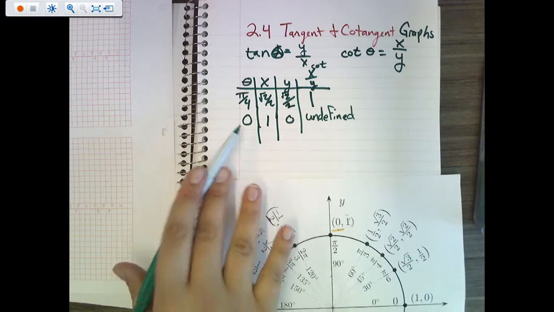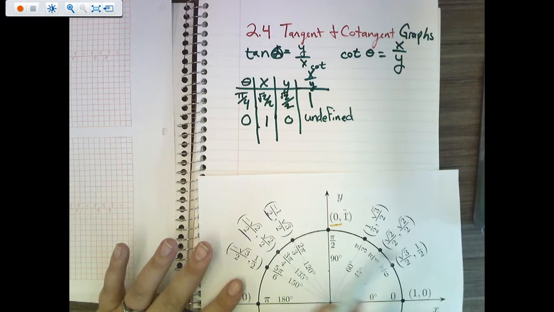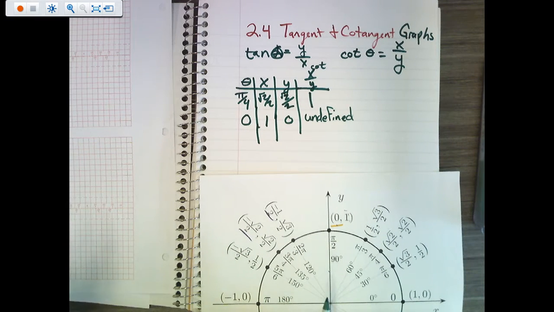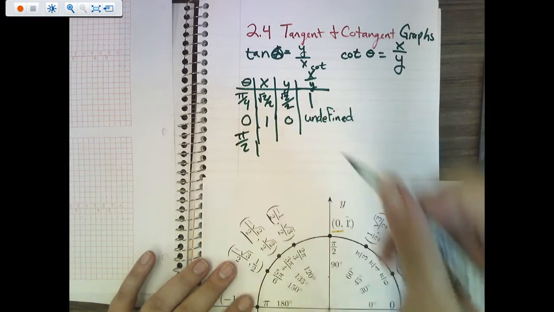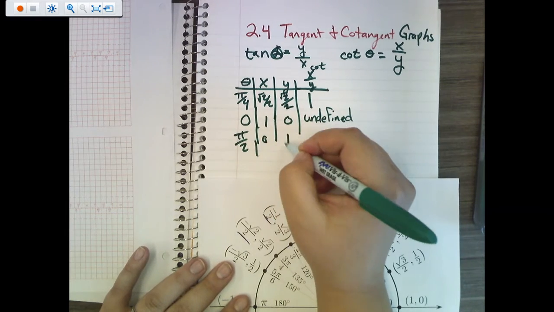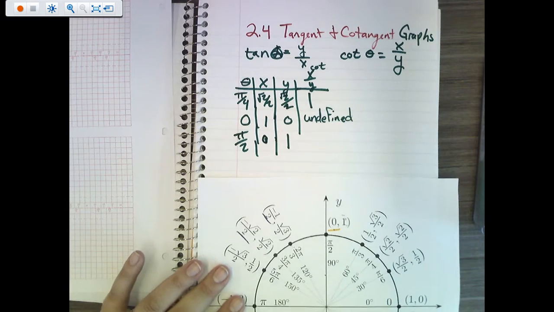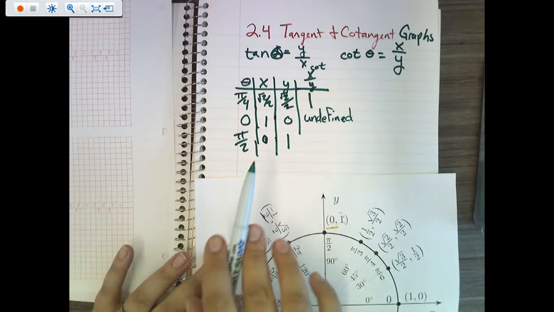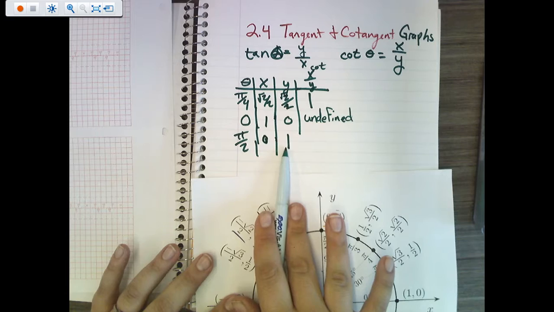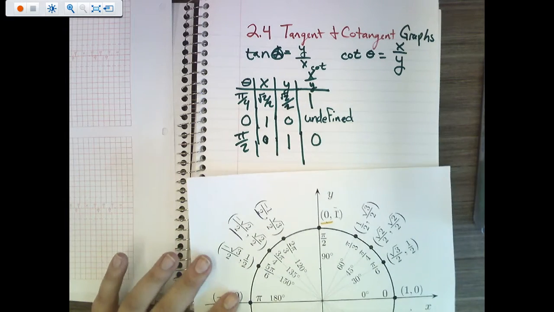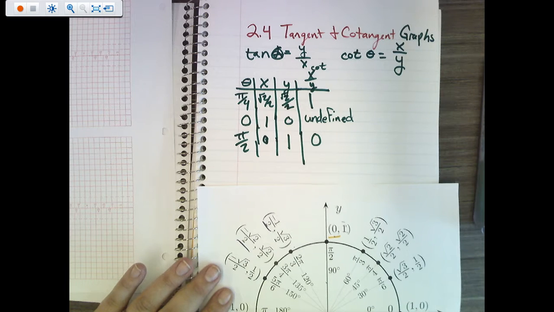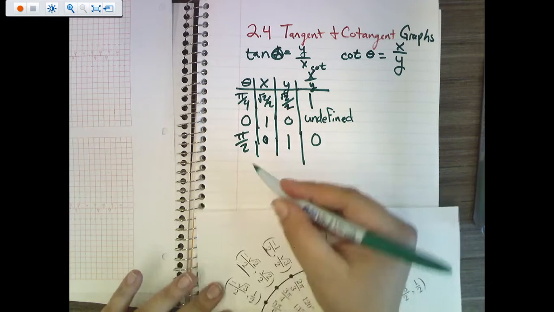Okay, so then my next angle that I'd like to know would be 90, because that works out nice. 90 is pi over 2. So my x and my y is 0 and 1. So if I did x divided by y, 0 divided by 1 is just 0. Okay, so let's just go around the whole circle and do those 45s to get nice places.